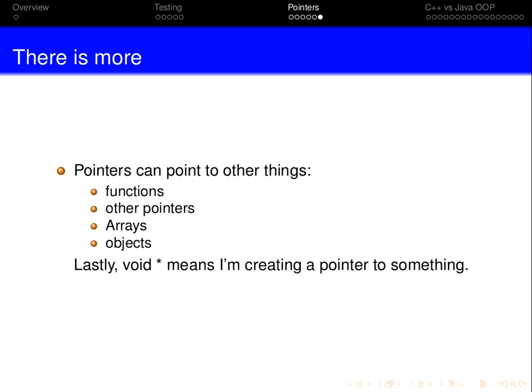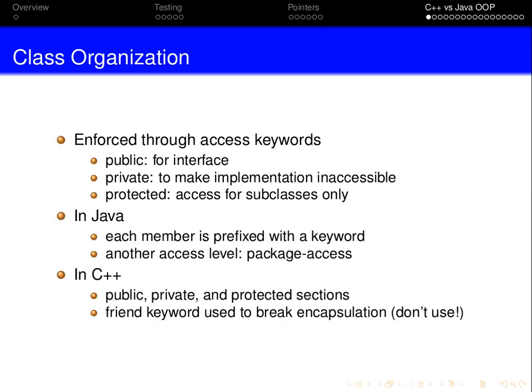All right, pointers can point to other things: functions, other pointers, arrays, and objects. Ooh, why would we want to point to other pointers? Because you can. Void star means you are creating a pointer to something. Hopefully you see that these things are getting a little complicated.